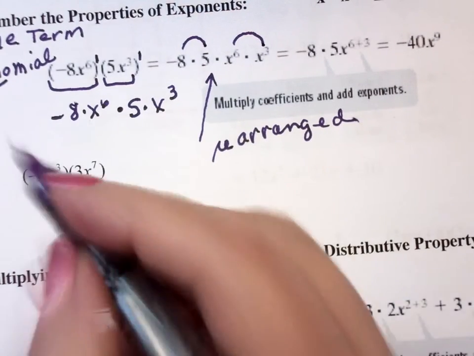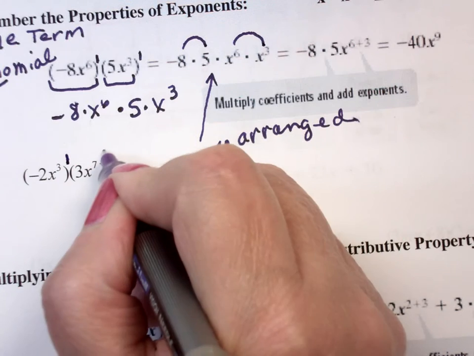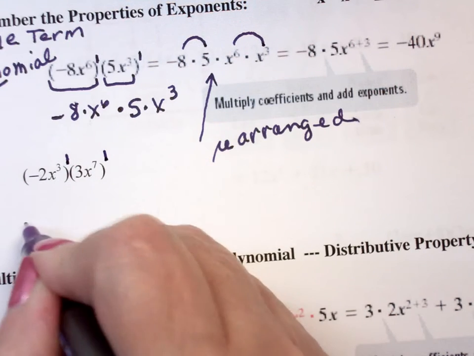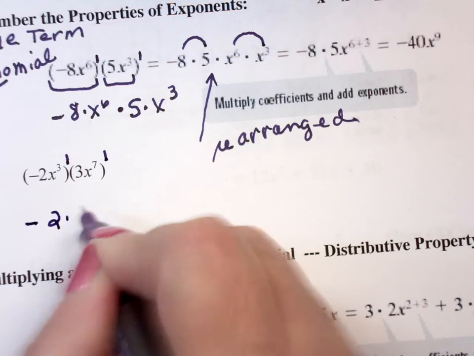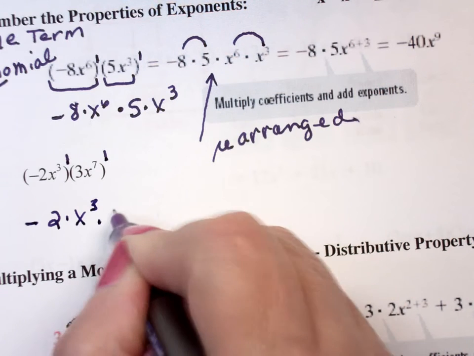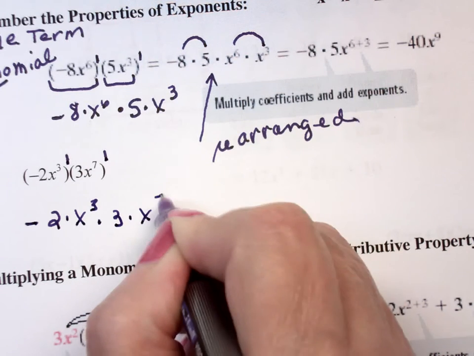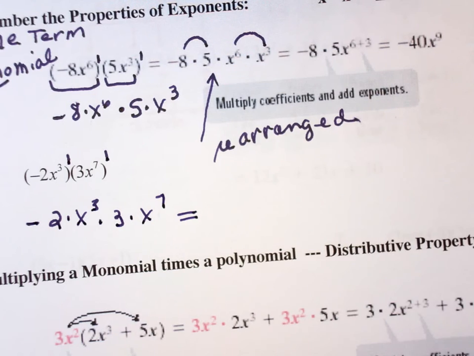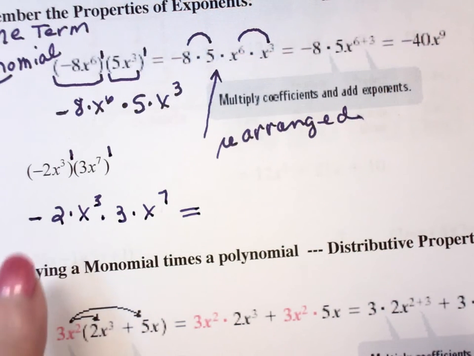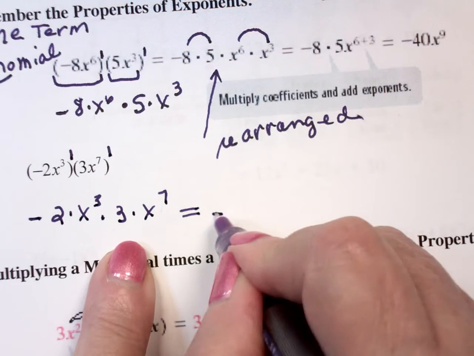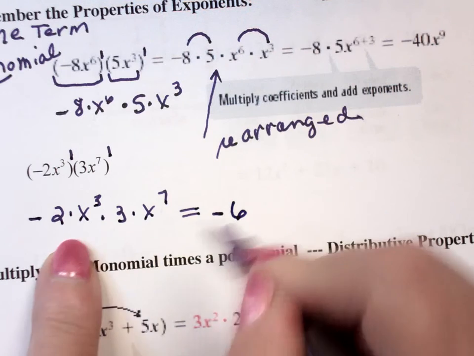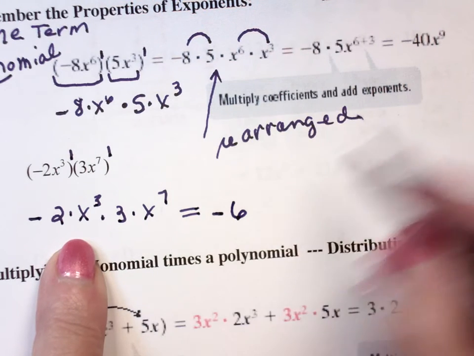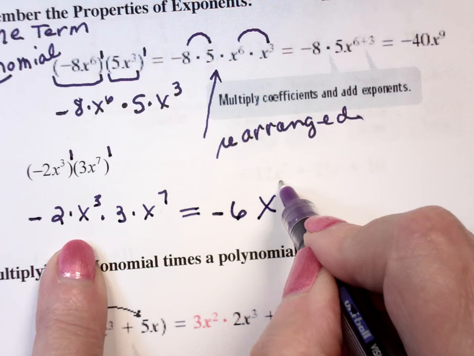So that if I have this guy, that's to the 1 power, that's to the 1, everybody's being multiplied, negative 2 times x cubed times 3 times x to the 7th. Well, we don't necessarily have to rearrange. Negative 2 times positive 3, that's negative 6. And x to the 3 times x to the 7 is x to what power? Okay.